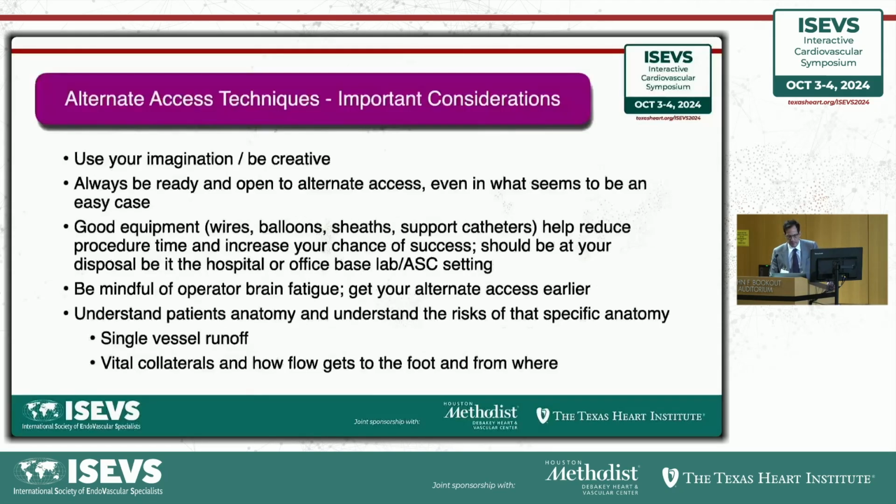Important considerations in PVD and critical limb ischemia and alternate access: use your imagination, be creative, always be ready and open for alternate access, even when it seems to be an easy case. Good equipment is extremely important and may shorten times and improve success. Be mindful of operator brain fatigue. Get your alternate access early. Understand the patient's anatomy and the risks of that specific anatomy: single vessel runoff, vital collaterals, and how flow gets to the foot and from where.